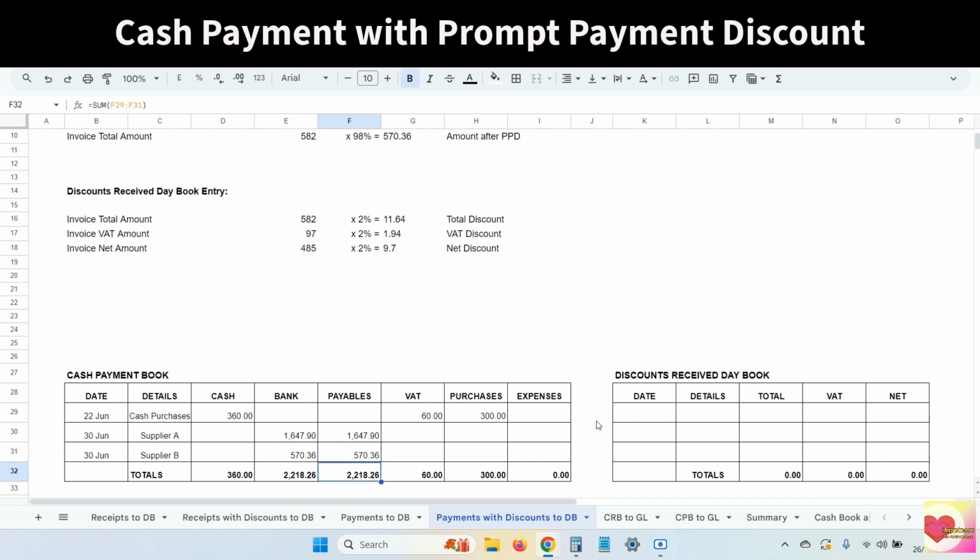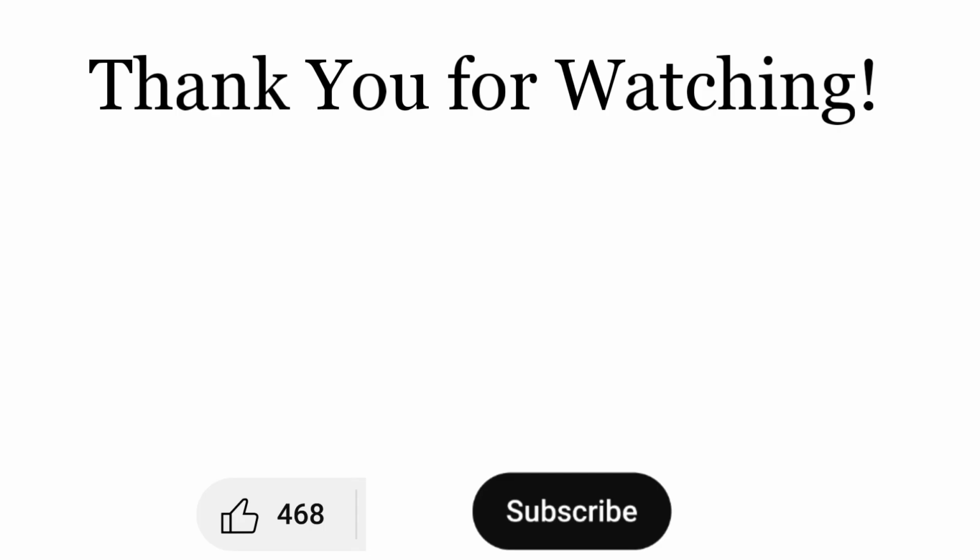Then let's enter the discount details to our discounts received daybook. Let's enter the date and the supplier name, the total discount to the total column, the VAT discount to the VAT column, and the net discount to the net column.